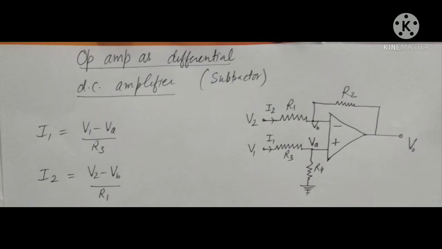We can see that current I1 is given by the difference of the voltages, that is, the voltage drop at R1 divided by R1, that is current I2. Similarly, the current I1 is given by the voltage drop across R3 divided by R3, that is, V1 minus VA by R3. So in this way we can calculate I1 and I2.